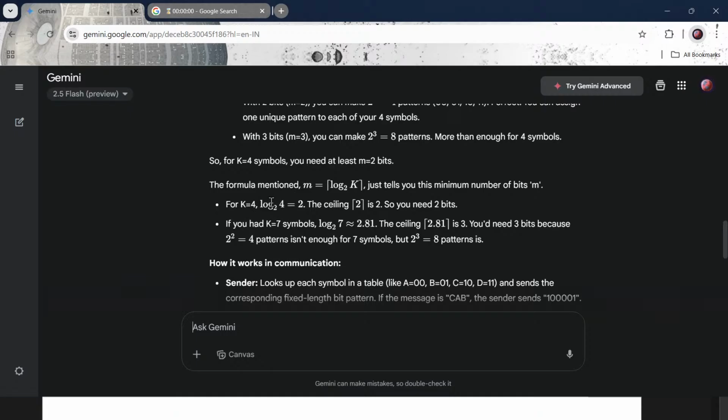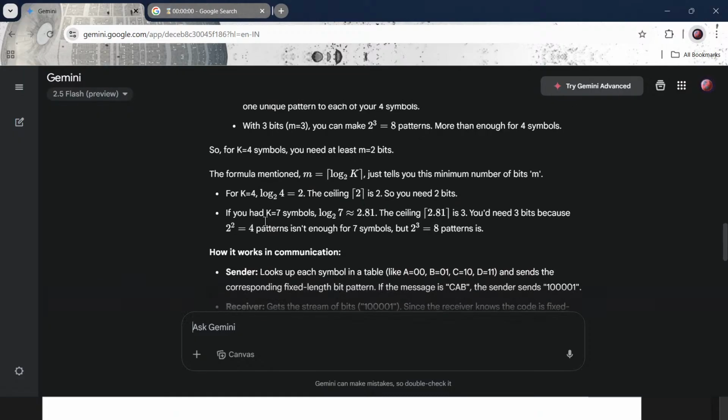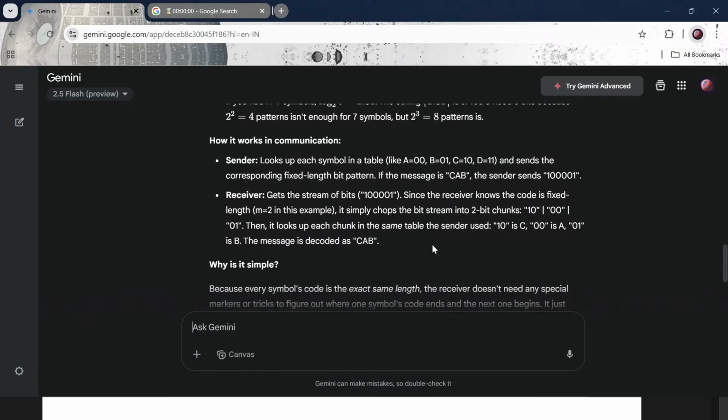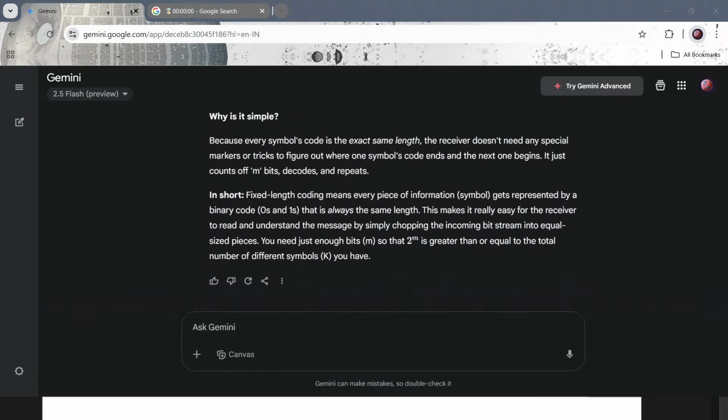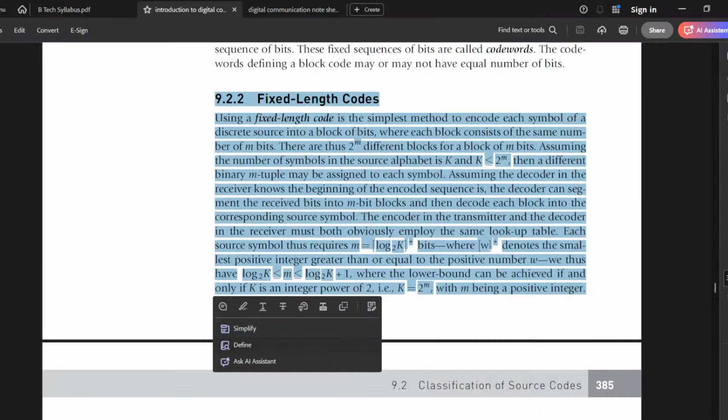For k equals 4, log2 4 is equal to 2. The ceiling is 2. So you need 2 bits. If you had k equal to 7, log2 7 is about 2.8. The ceiling is 3. You need 3 bits because 2 to the power 2, 4 patterns, is not enough, and 2 to the power 3, 8 patterns, is. Okay, got it. See, Gemini explains in a much easier way than this so-called explanation.